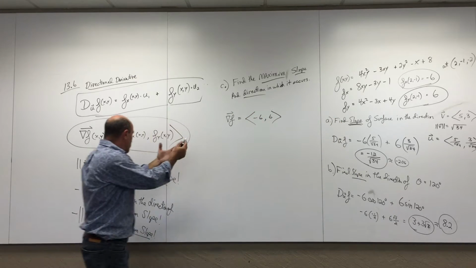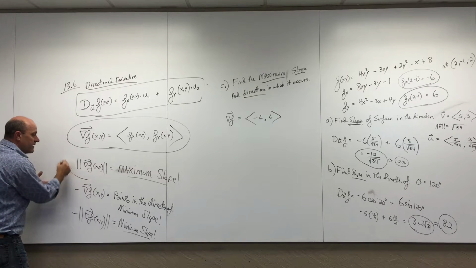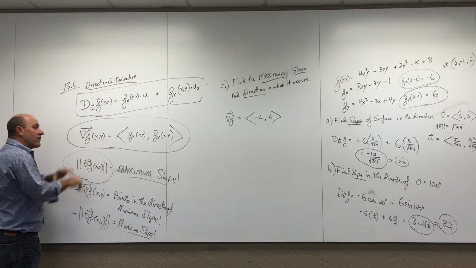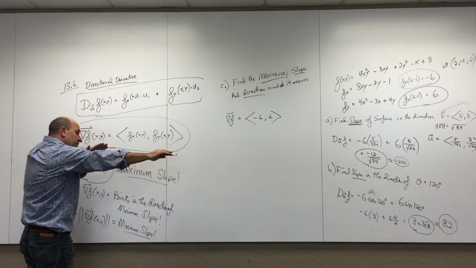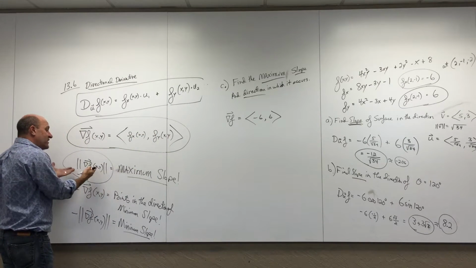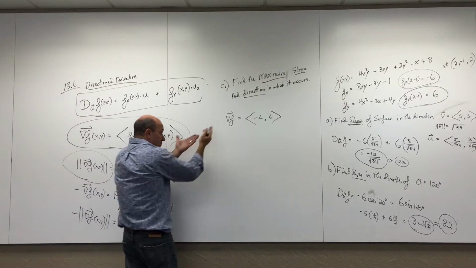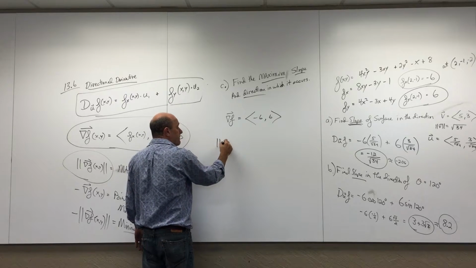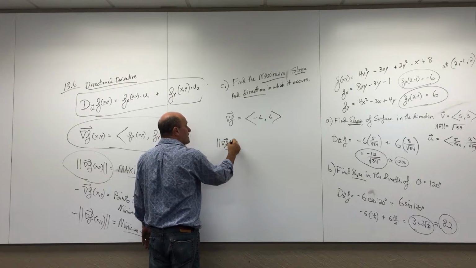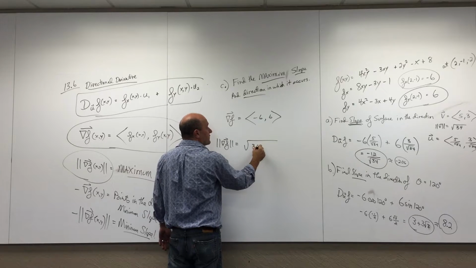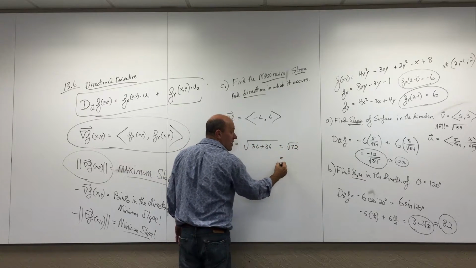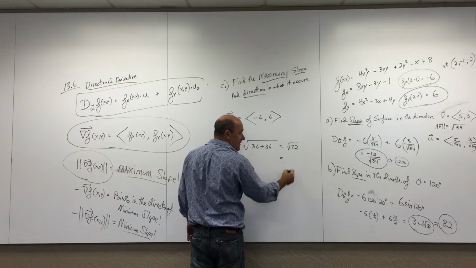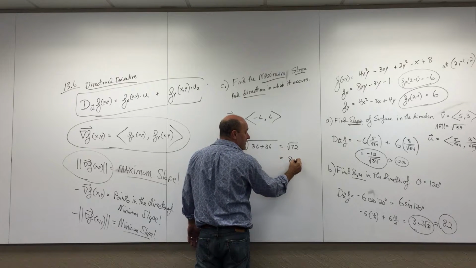To get the maximum slope, what do we do? It's the magnitude of that gradient vector. The gradient vector points you in the direction of max slope. The actual max slope is the magnitude of it. Let's see, here it is. Max slope is the square root of 36 plus 36. The square root of 72, or about 8.5, according to my calculator. About 8.5. That's cool.